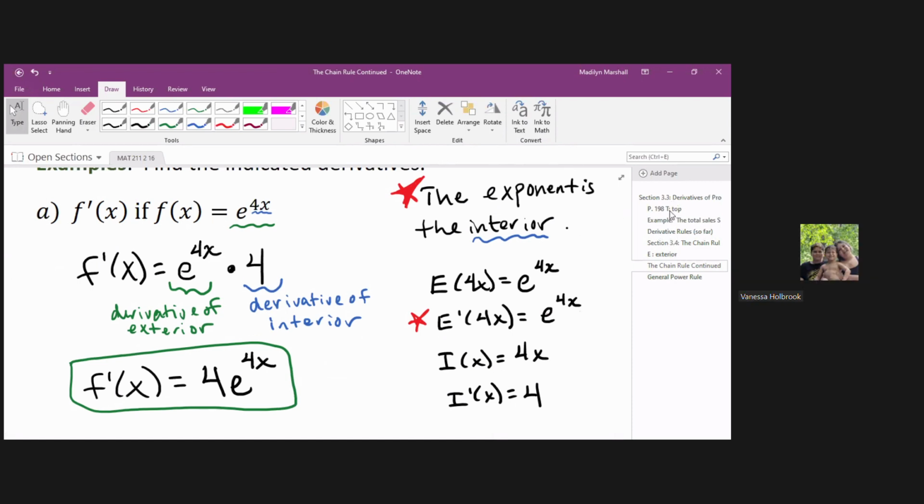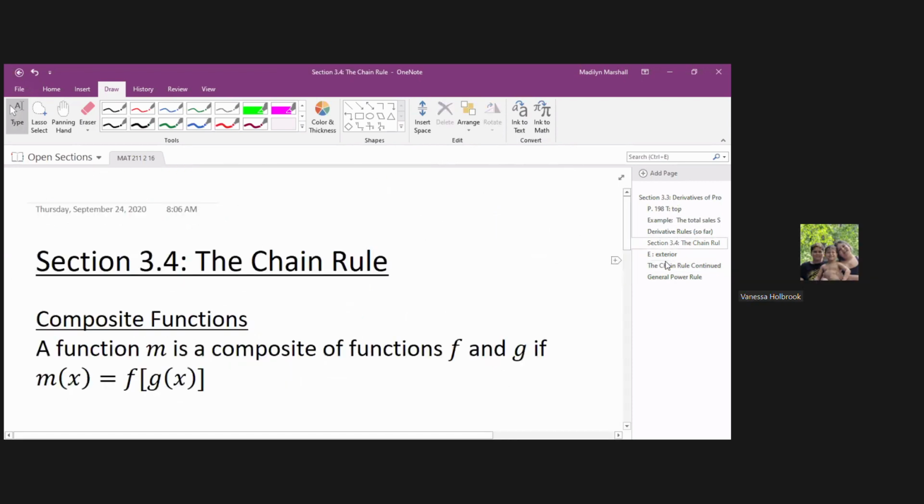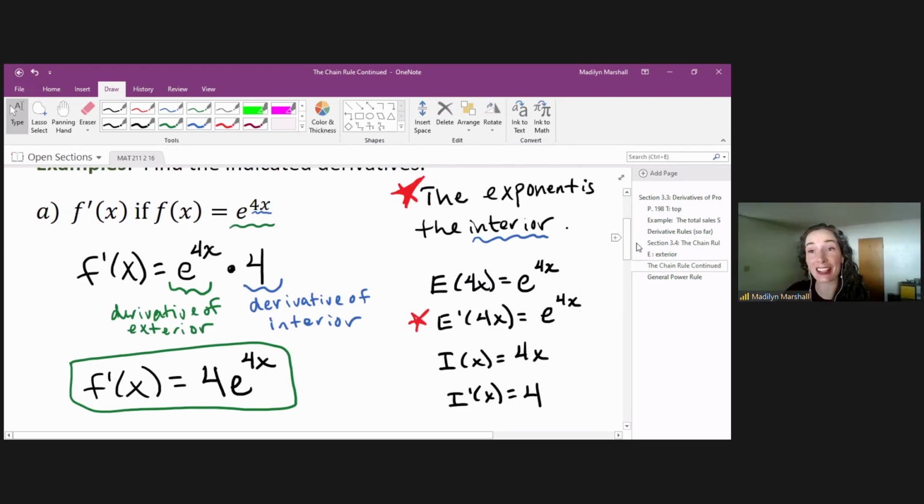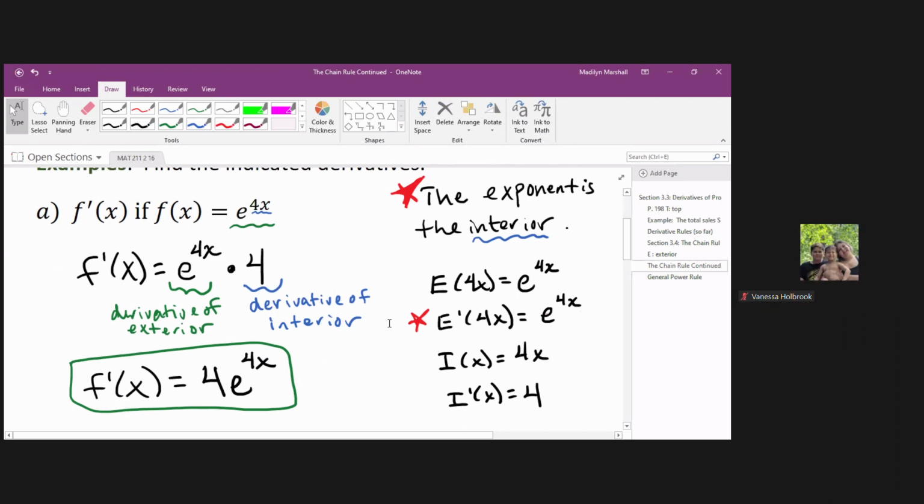So it's like the other rule, but not really like the other rule. No. It is not like the product and quotient rules. It's not, yeah, it's not. The chain rule is very much its own thing.